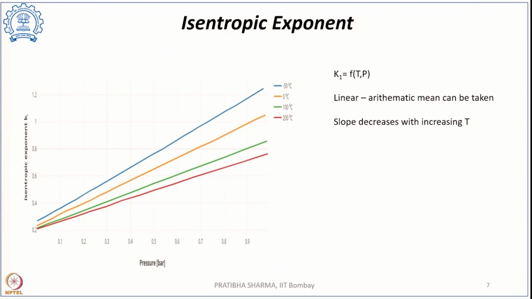Now, this is the variation of the isoentropic coefficient K1 which we have used for the state equation relating pressure and volume. If we see how the K1 exponent varies with pressure at different temperatures, we can see that there is a linear variation. When we study the work of compression, we will see that the isoentropic exponent could have a different value at different states. When we consider the variation to be linear, the calculation becomes simpler and we can take the arithmetic mean of the two states to find out the exponent at a particular state. Also, we can see that as the temperature increases, so this is the highest temperature for this graph, the slope of the isoentropic exponent also decreases.